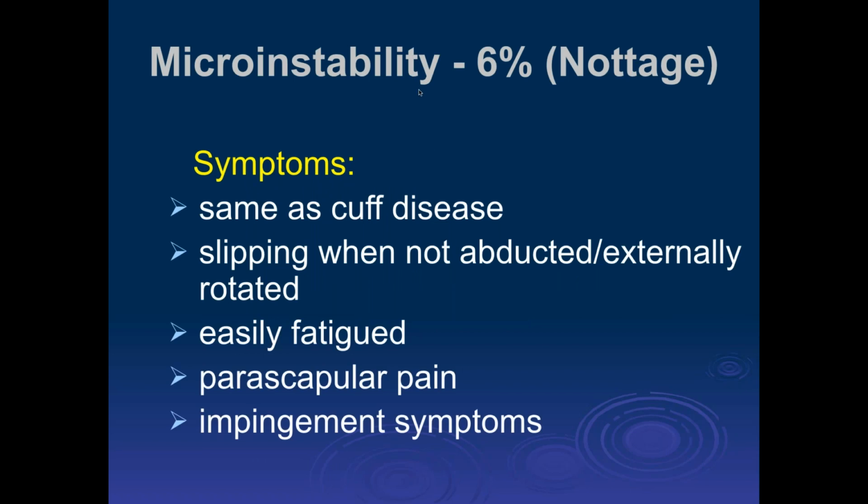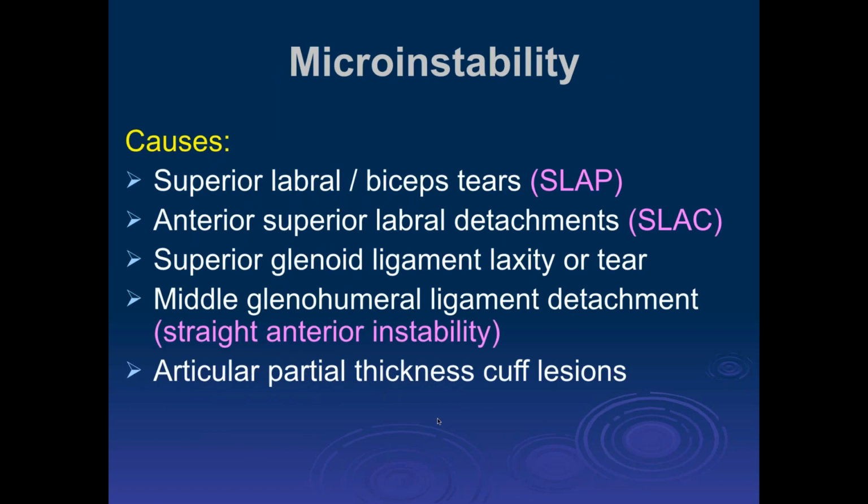Okay, so let's talk a little bit about microinstability. It really has to do with cuff disease in the superior area of the shoulder. And you don't get frank dislocation with this. You get a lot of easy fatigability due to subluxation, and you can get a lot of pain in the parascapular region. And really, the instability up here leads to impingement type symptoms.